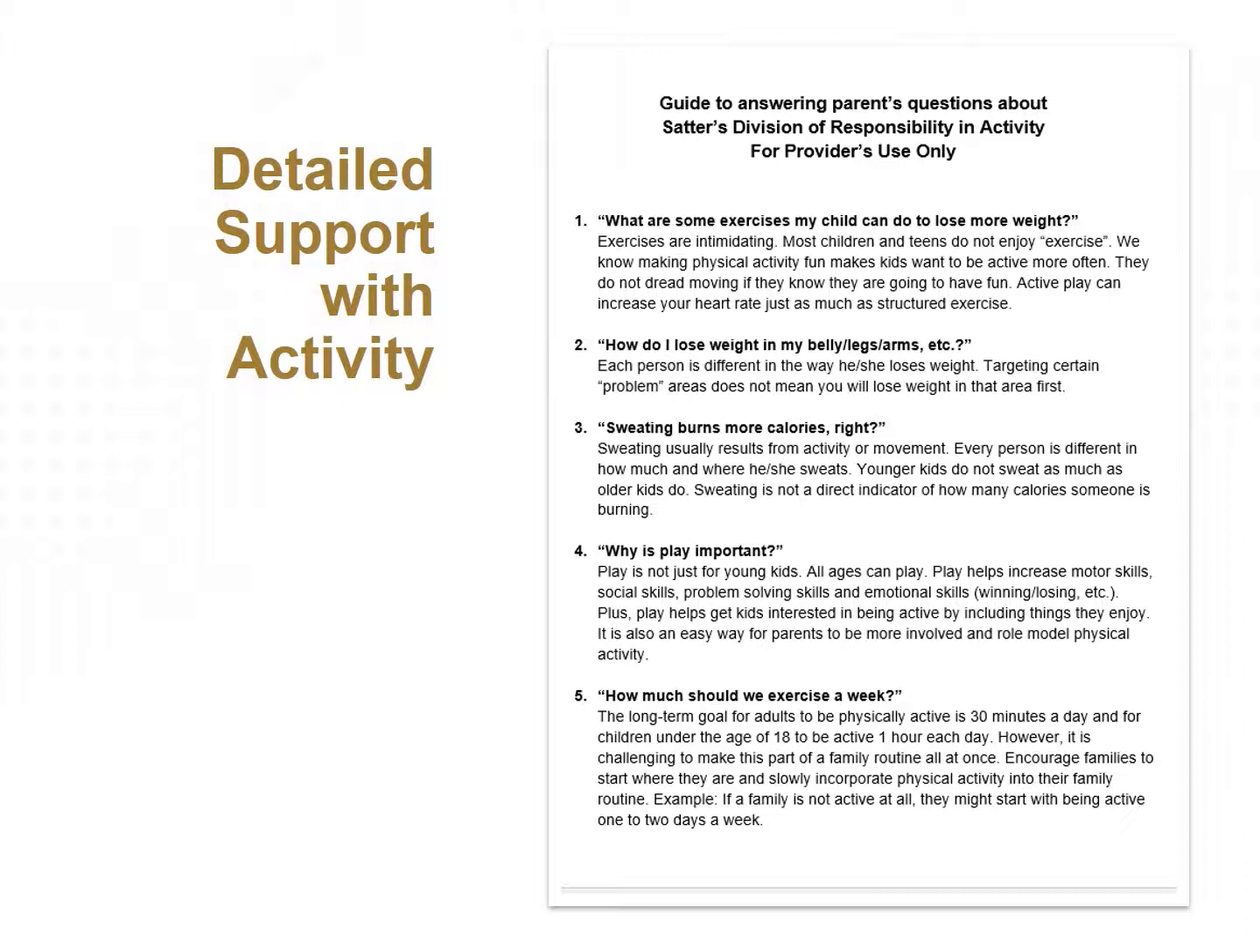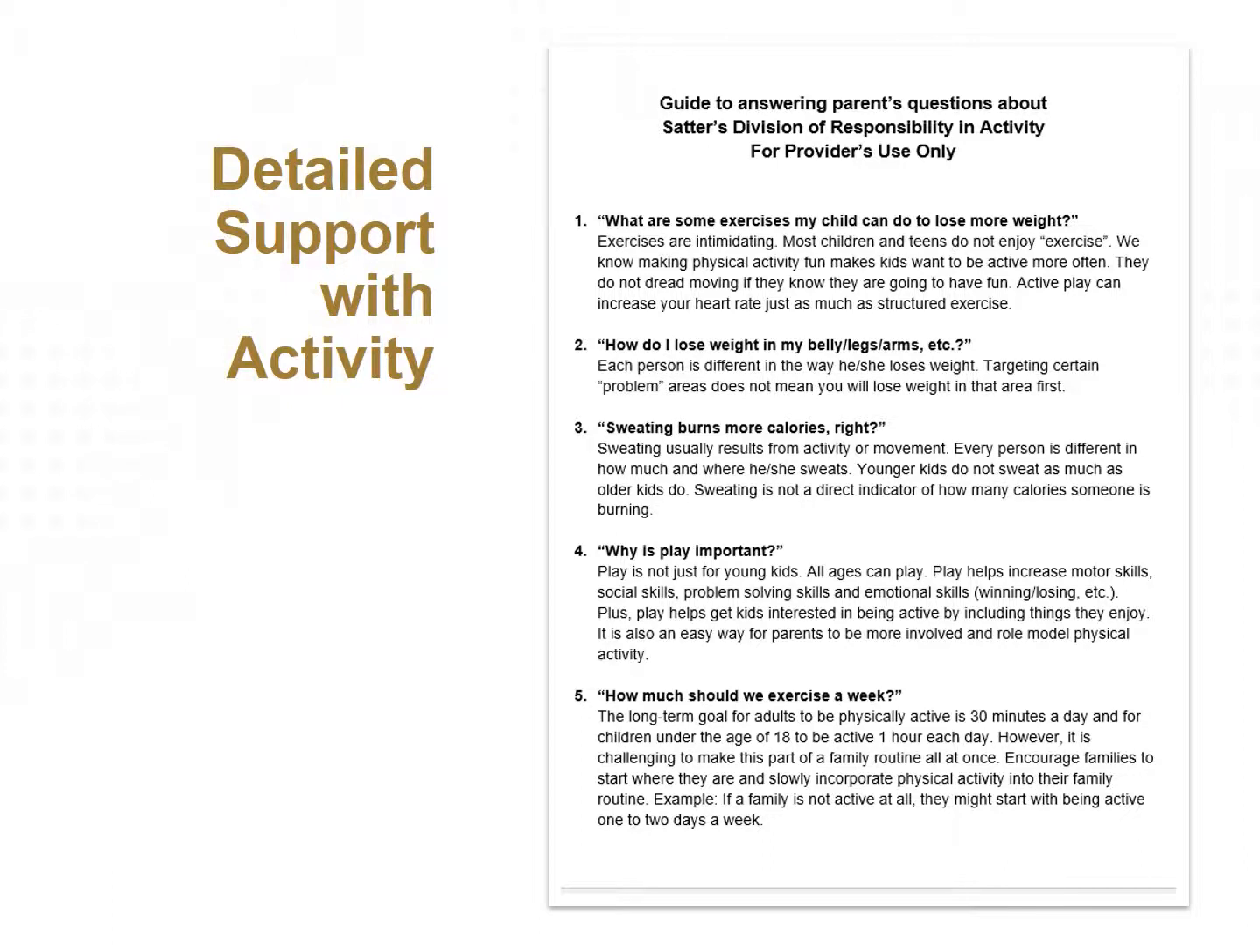Sweating burns more calories, right? So sweating usually results from activity or movement. So everyone is very different. Some kids may not sweat as much as others, and that may not indicate the level of activity they have. The main point is getting up and being active as much as they can and as much as they can enjoy.